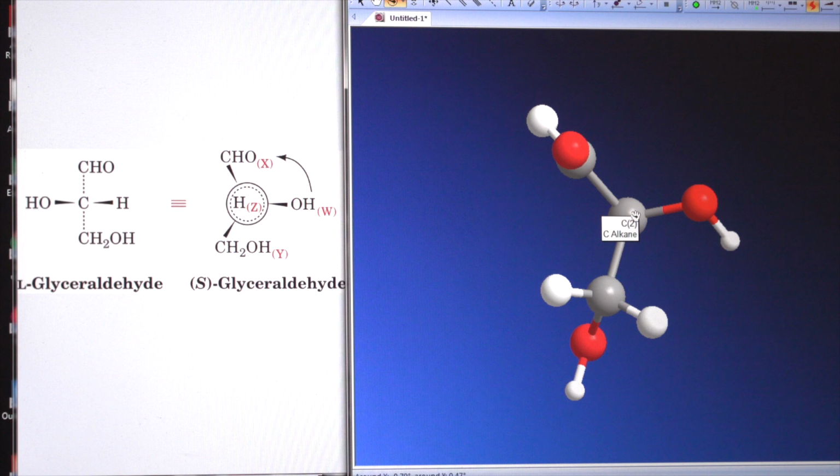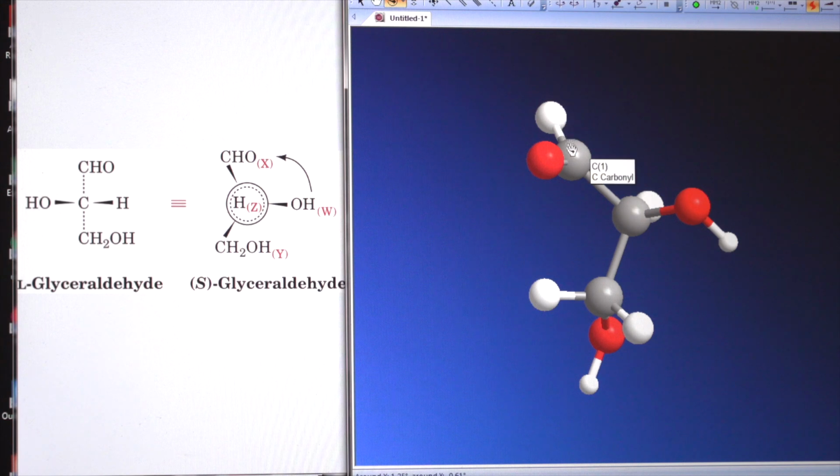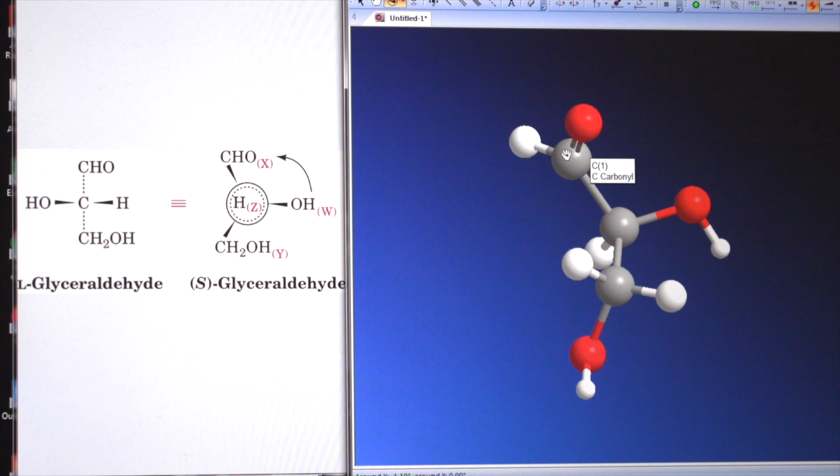Okay, and so what we need to do is look at the substituents on this chiral carbon. We've got an oxygen, we've got a carbon, and we've got a carbon. We know that oxygen has higher priority than carbon, so that is the W position. But since both of these carbons are the same, we need to look at what they're attached to. This carbon is attached to a hydrogen and an oxygen, and this carbon is attached to a hydrogen and double bonded to an oxygen. So they don't have any different atoms; they have the same atoms as each other.